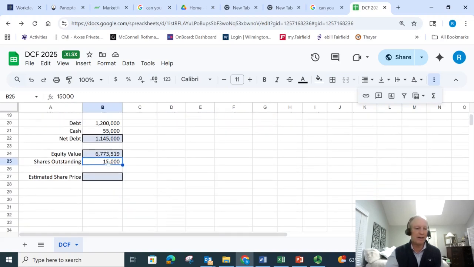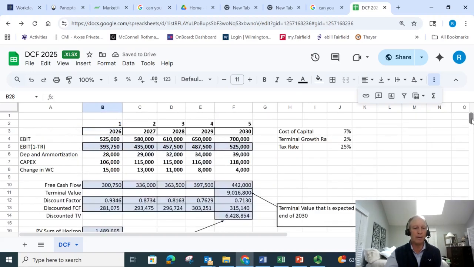All right, now let's assume you look up and there's 15,000 shares outstanding. The equity value is 6.7 million. So this is kind of your estimate of the market capitalization of this firm. Divide by the shares outstanding, and that's going to give me my estimated price. This number divided by this number is going to be my estimated price. And I'm estimating that this stock should trade at 451 and change.